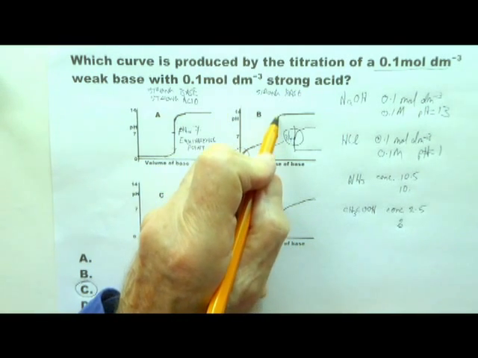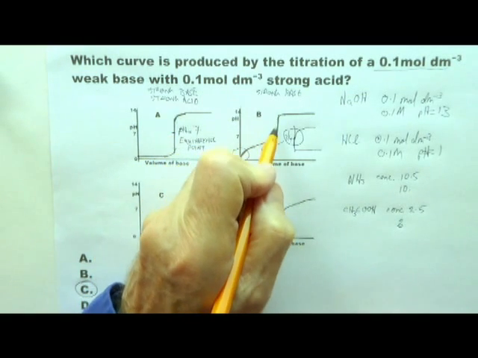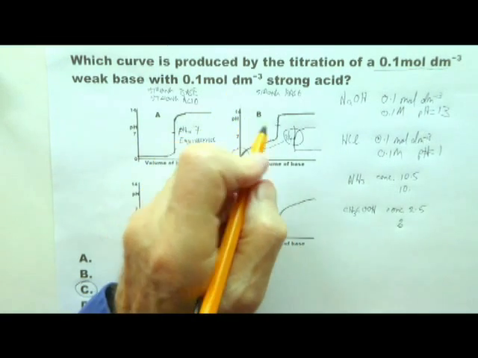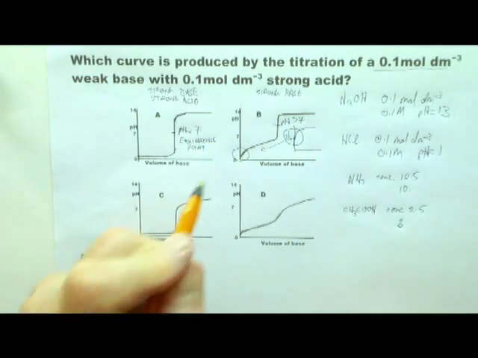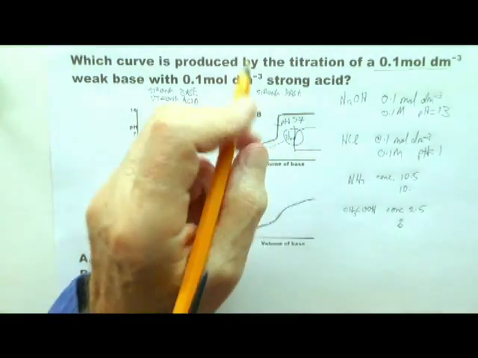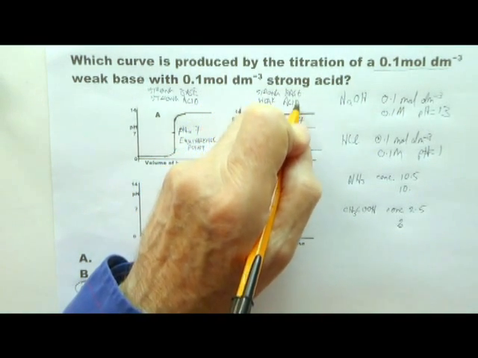And you get this vertical thing which is shorter than this one and is higher, and the halfway point is where the pH is greater than 7, and that's the equivalence point there. So that's strong base, weak acid.